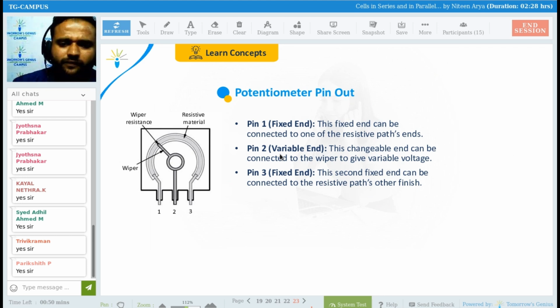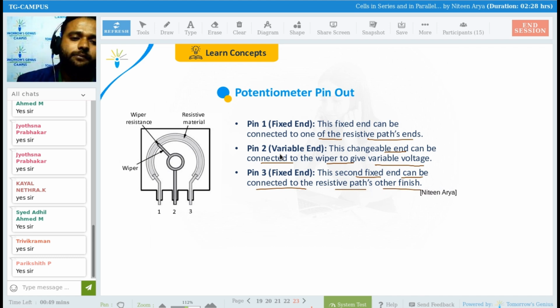Moving ahead, potentiometer pin out. Pin 1 is the fixed end. This fixed end connects to one end of the resistive path. Pin 2 is the variable end. This changeable end can be connected to the wiper to give variable voltage, and pin 3, the second fixed end, can be connected to the resistive path's other end. Means in this 1, 2 or 3, the second pin is going to alter your voltage with this changing path, or you can say wiper resistance, and the moment your voltage changes, the heat energy and mechanical energy change.